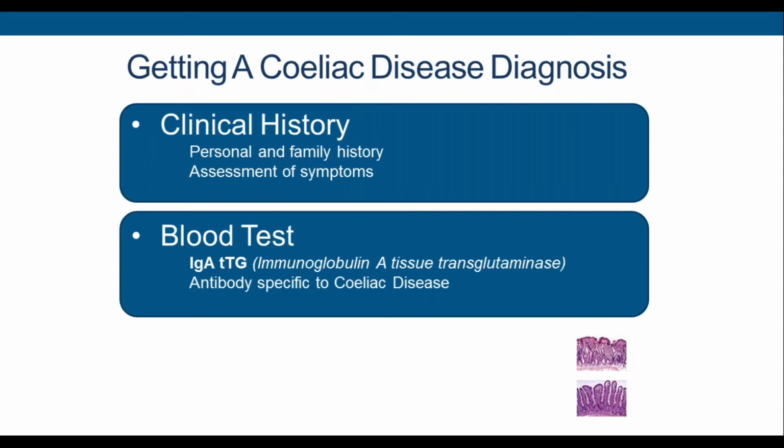The blood test they're looking at is something called an immunoglobulin A tissue transglutaminase, shortened to IgA-TTG. This is an antibody specific to celiac disease. So people with celiac disease, when they're eating gluten, will have this IgA-TTG raised higher than normal levels. If you have that blood test and it comes back positive, you should then be referred on to the gastroenterologist, where they may start to consider a gut biopsy.